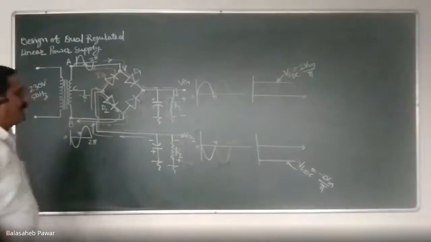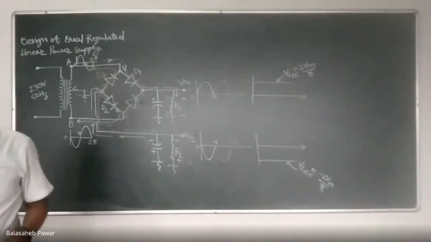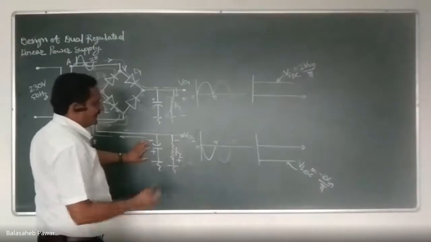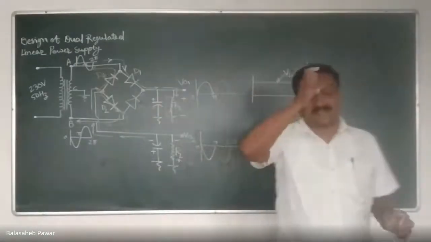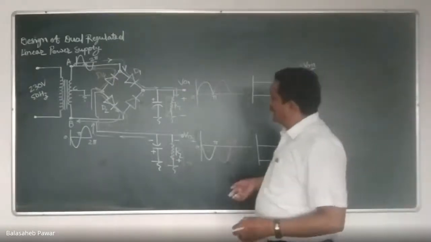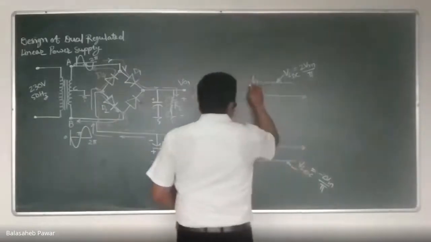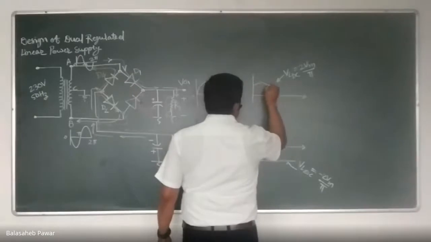If you have a notebook and pen, you can note down all these things. Correct? So this is nothing but an unregulated dual power supply. Why am I calling it unregulated? Because only filter capacitors are used. There is no regulator IC right now. So without that regulator IC, if we try to connect a variable load, then what will happen? This constant DC will become somewhat like this.